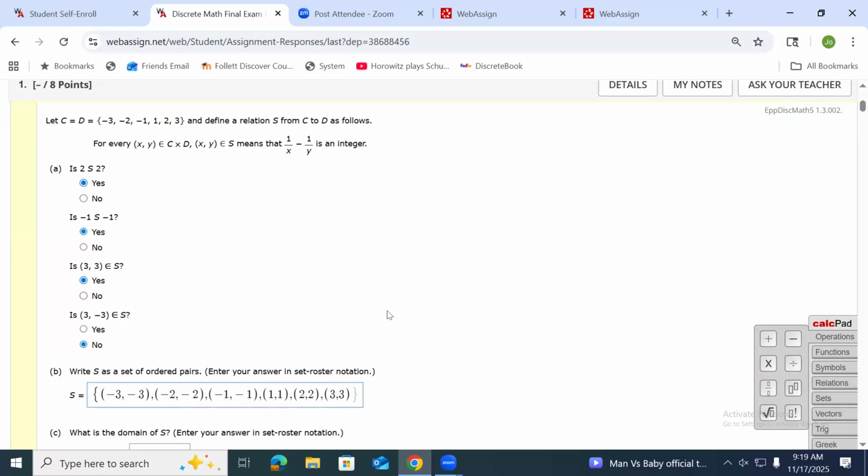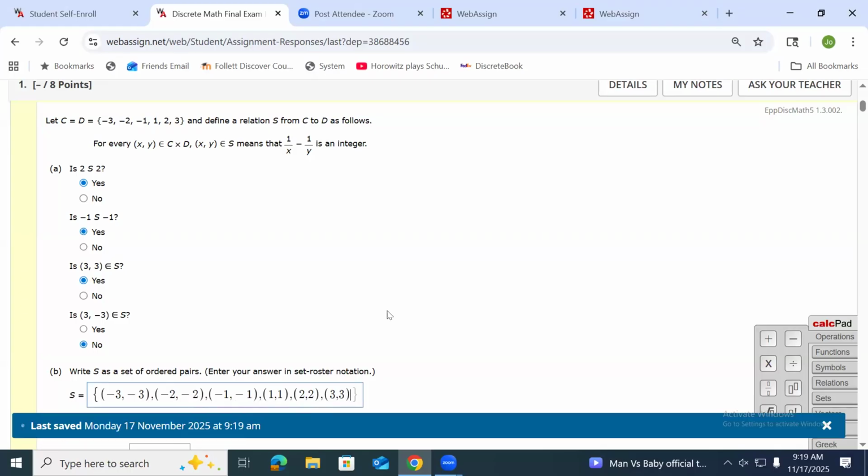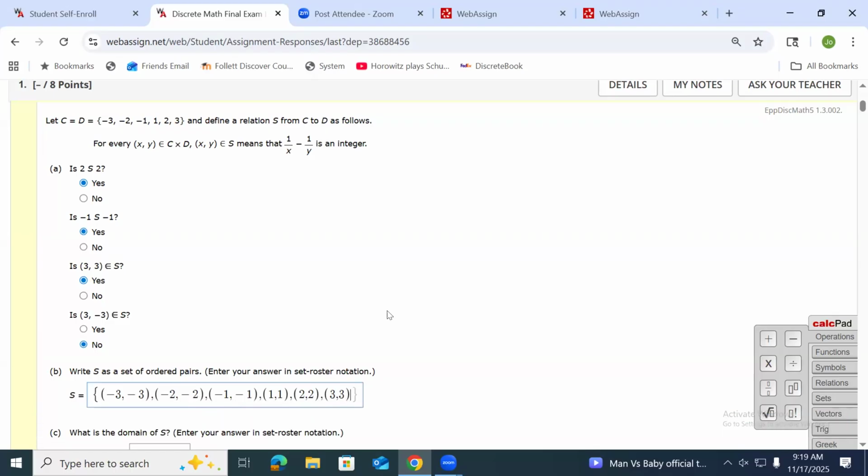So do you see how this requires understanding? It's not hard, but it requires you to understand what's going on. So every single 1 over this minus 1 over this is 0. So every number is related to itself. Are there any other numbers besides themselves that are related to another number?